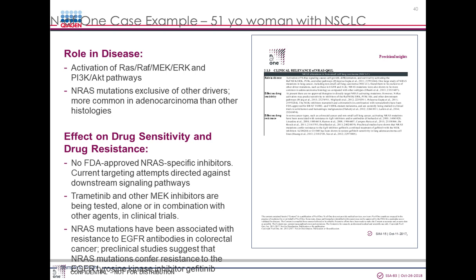Describing what role this gene plays in cancer. It activates pathways downstream in lung adenocarcinoma. It may be exclusive of other drivers, et cetera. And then the next section looks at the effects that this mutation or other mutations in this gene could have on drug sensitivity and drug resistance. And it could be downstream effects, looking at MEK inhibitors or MAP kinase inhibitors to target NRAS, which can't be targeted directly. We would also look at the effect that this gene could have on resistance to other drugs.